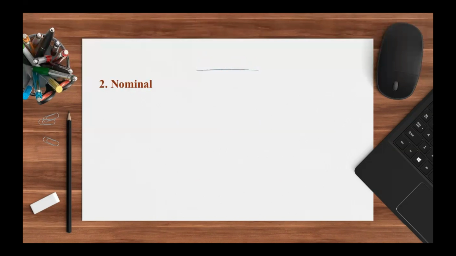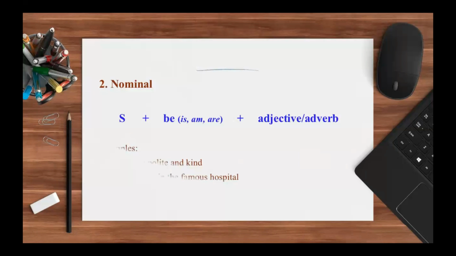Okay, now the pattern for nominal. Use the subject plus be: is, am, are, plus adjective or adverb. For example, she is very polite and kind. He is a doctor in the famous hospital.